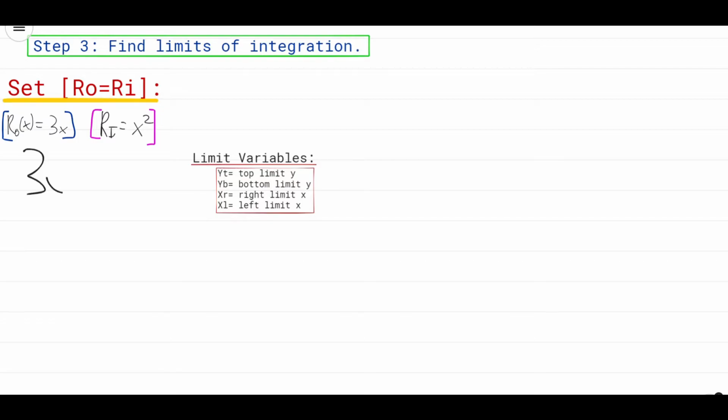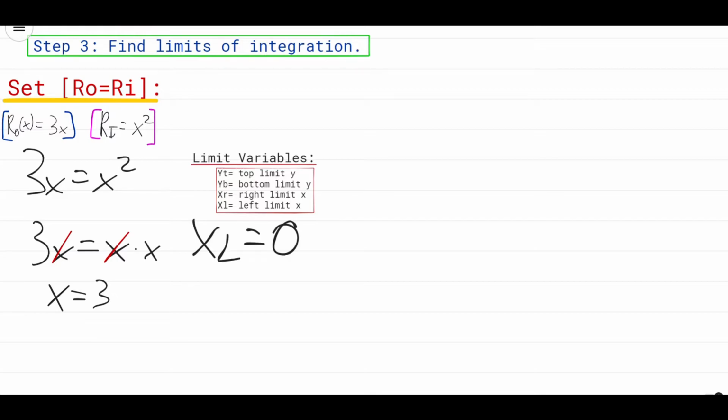So now 3x is equal to x squared. So we're trying to solve for x, essentially. So 3x is equal to x times x, because x squared is x times x. So we can cancel out an x on each side and we're left with x is equal to 3. Thus, we know our left limit is x equals 0, as we saw from the sketch, and our right limit is x equals 3. So those are our limits.